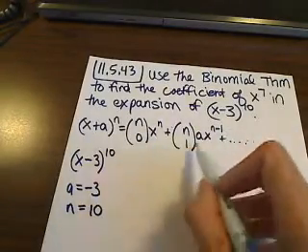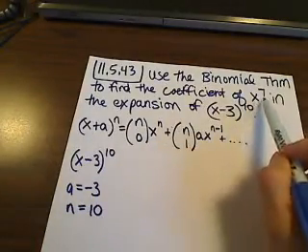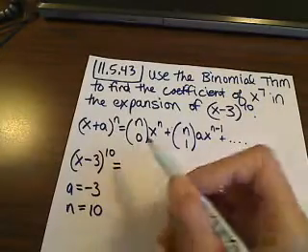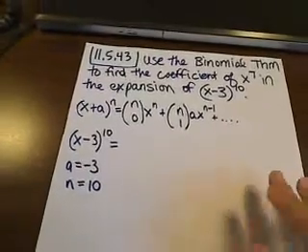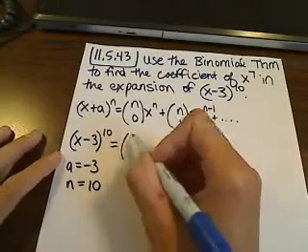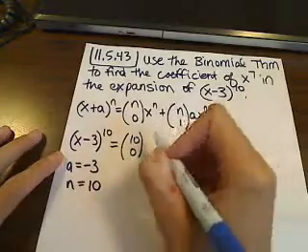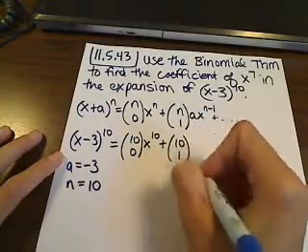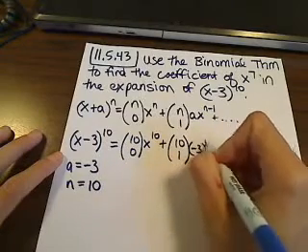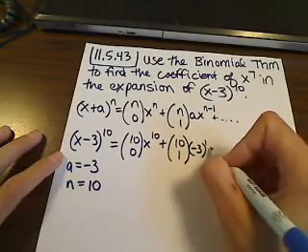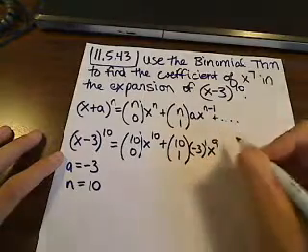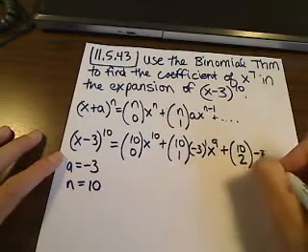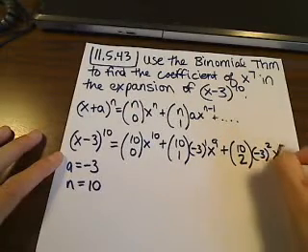And what I'm going to do is just write this out to the point where we get the x to the 7th, which is the one that we're looking for, and then we'll just work with that term. Okay, so if I were to write this out, this would be 10 things taken 0 at a time. We'd have x to the 10th, and then we'd have 10 things taken 1 at a time. We have -3 to the 1st, and x to the 9th. And then 10 things taken 2 at a time. We have -3 to the 2nd and x to the 8th.